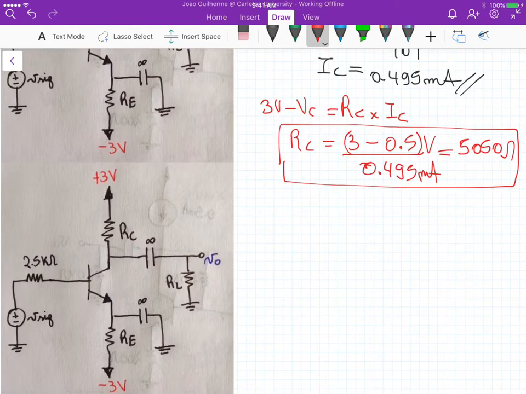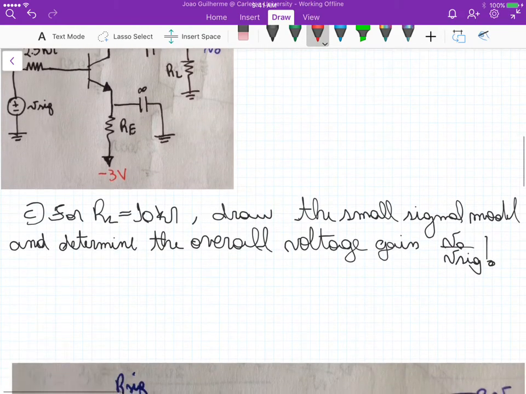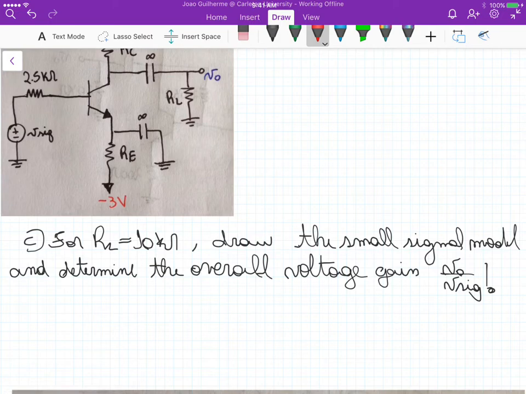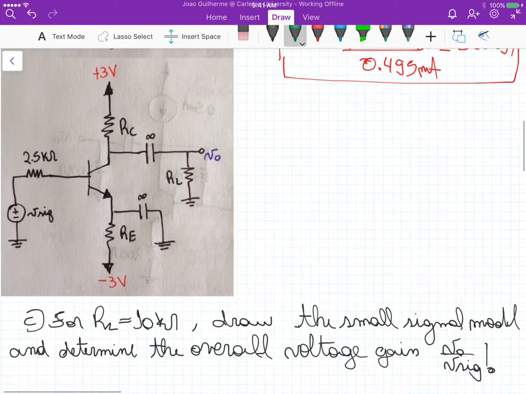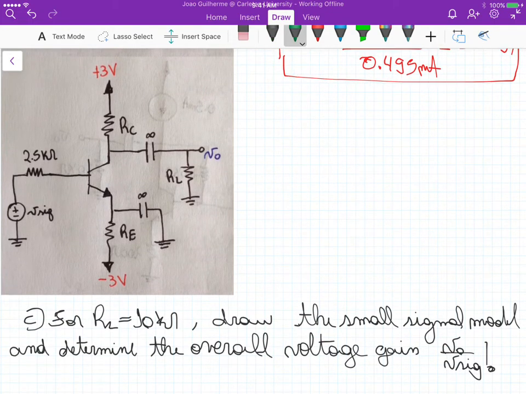Now for part C, let me go down here. For part C, we need to consider a load resistance. Now we are going to analyze the circuit doing the small signal analysis. So now those capacitors here become a short circuit. Those voltage sources are all grounded. And we now have the small signal connected to the base. So we need to consider RL, the load resistance, as 10K, draw the small signal model and determine the overall voltage gain, Vout over Vsignal.